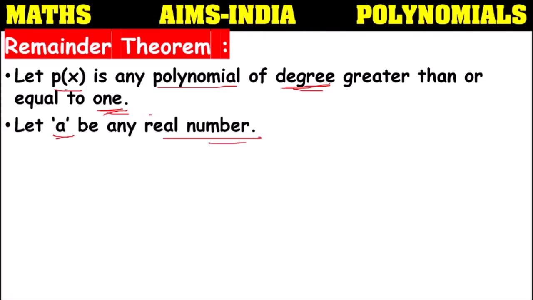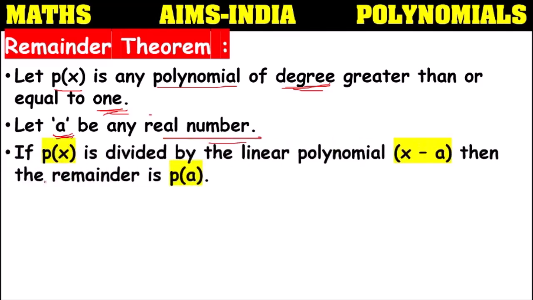So here we have a polynomial and we have a real number. Now, if the polynomial is divided by x minus a, where a is a real number, then the remainder will be P of a. So according to this theorem, if we have a polynomial and a real number a, then if the polynomial is divided by x minus a, the remainder will be P of a.